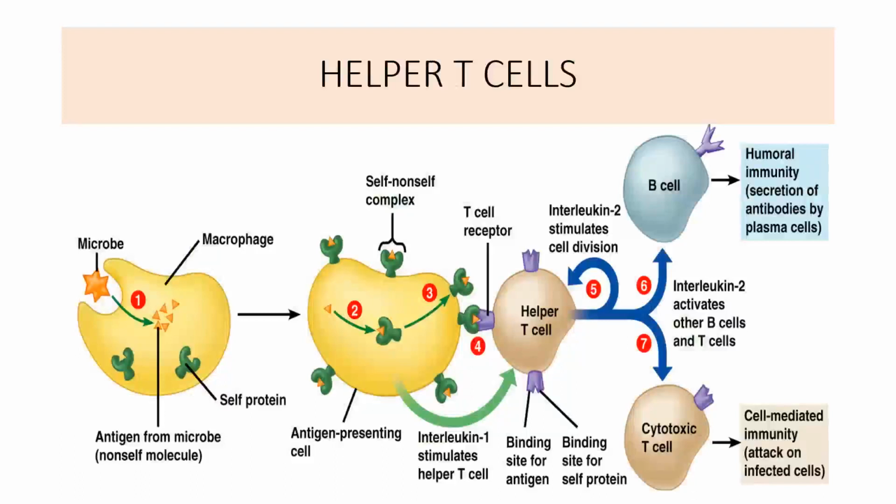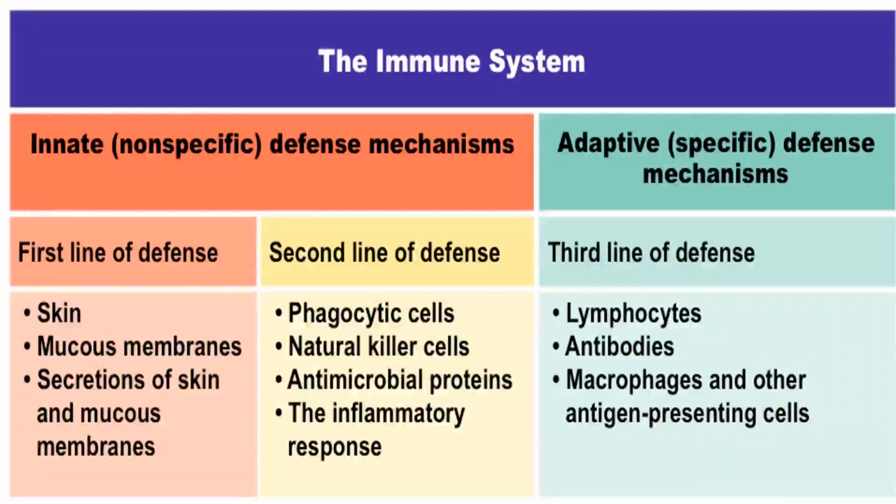So helper T cells are responsible for producing the cytokine. So to memorize, to repeat, the immune system has 3 lines of defense: first line, second line, third line. The first line is with the help of skin, mucous membrane and secretions from the skin as well as the mucous membrane. The second line of defense is with the help of phagocytic cells, the natural killer cells, the anti-viral proteins which are produced in the form of interferons, and the inflammatory responses as well as the fever.